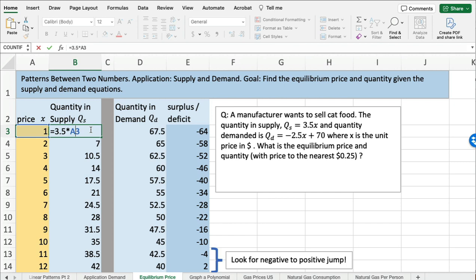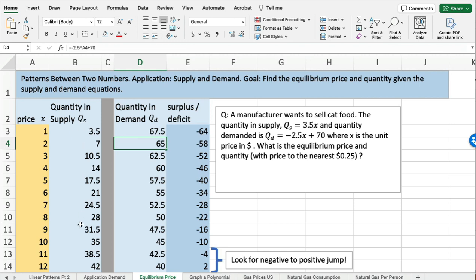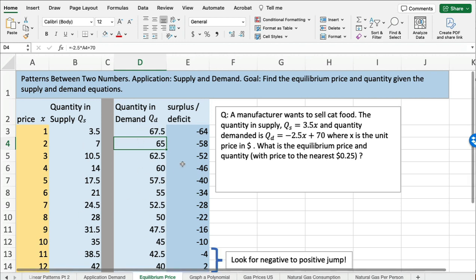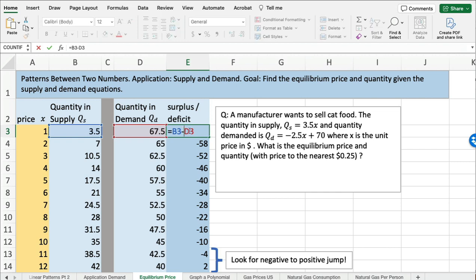In the quantity supplied column, I'm going to type in my equation, equals 3.5 times X, which is A3. In my quantity demanded column, I'm going to type in my equation, equals negative 2.5 times A3, because that's my X, plus 70. So don't forget to add the 70 to that. It's really important. And also don't forget to fill down. Once you have all your formulas in, fill them all the way down.